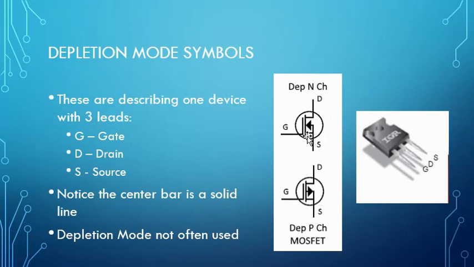One of the things you want to notice is the center bar down the middle here. It's solid. Solid indicates it's depletion mode. There's N-channel devices. This is the N-channel that we use. This is equivalent to NPN. And then there's P-channel MOSFETs, which are used with negative power supplies.